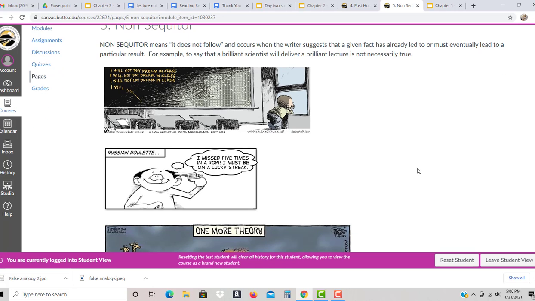Again, non sequitur. There's another one, Russian roulette, obviously. It's kind of a morbid example, but there is a 6-chamber round in this gun, and he says, "I missed 5 times in a row, I must be on a lucky streak." Well, if you only have 1 bullet and 6 chambers, and 5 of those have been gone through with nothing in it, you can imagine he's not going to be so lucky on that 6th try. It does not follow that just because he had 5 in a row, that 6th time will mean he's going to get away scot-free without a bullet to the head.